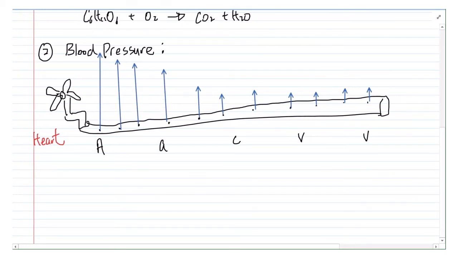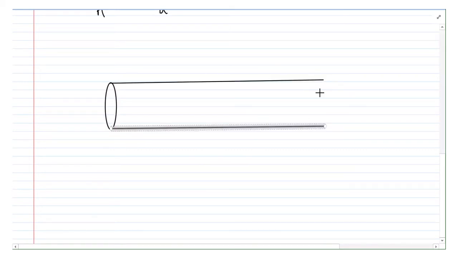So let's look at our capillary again. Let's draw another new one. There is my capillary, and as I mentioned before, you're going to have the arterial side and the venous side here, and then you're going to have the tissue here.